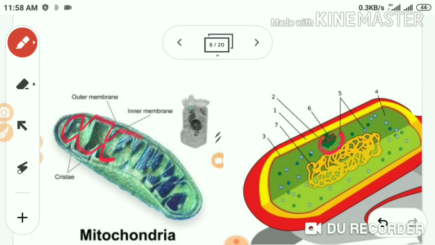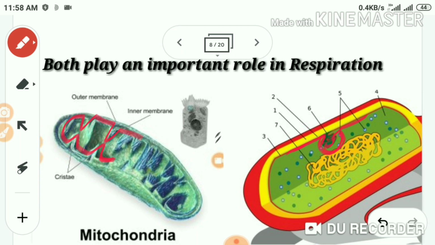Can you see this particular structure? This structure is the infolding of the plasma membrane, inwardly directed foldings of the plasma membrane. In the case of mitochondria, the cristae play an important role in respiration, that means internal respiration. In the same way, the mesosomes also play an important role in the respiration of the bacteria.